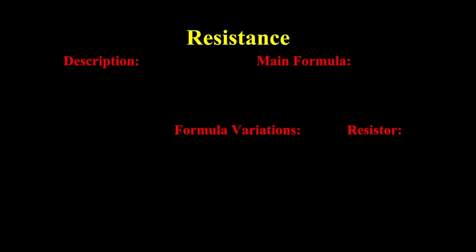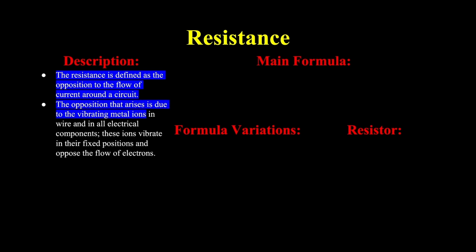Now let's look at resistance. The resistance is defined as the opposition to the flow of current around the circuit. The opposition that arises is due to the vibrating metal ions in the wire and in all electrical components. These ions vibrate in their fixed positions and oppose the flow of electrons. So here's the component symbol for a resistor.